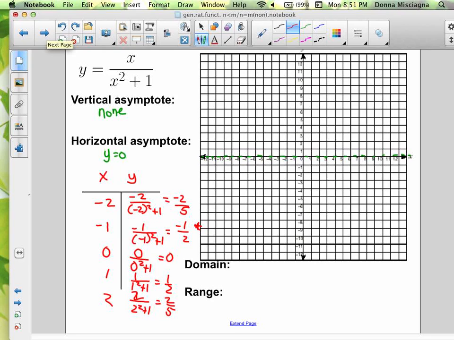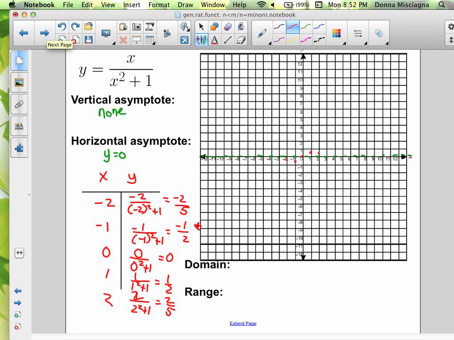So let's graph our values here. You can see we are crossing the horizontal asymptote, right? Because we have 0. We have y equaling 0. So we have the points -2, -2 fifths. So not quite a half. We have the point -1, -1/2. It's a little bit more. We have the point 0, 0. We have the point 1, 1/2. And then a little bit smaller, we have the point 2, 2 fifths.